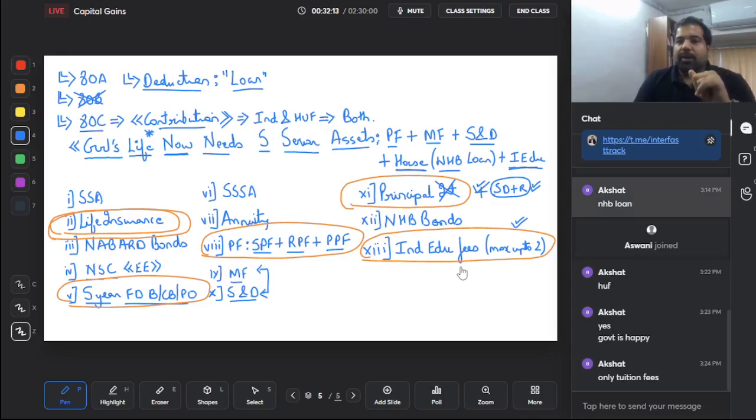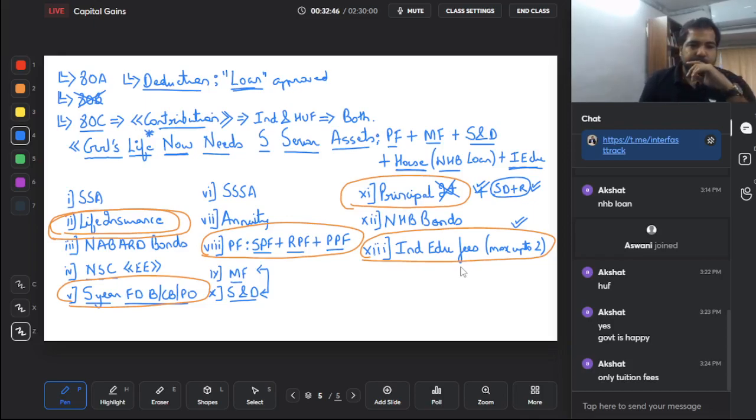But there's only one condition: the house should be ready. If it's an under construction house, then you don't get any of this. So the house should be ready. It can also be for stamp duty and registration, and the loan should be from approved sources only. Next, provident fund, recognized only; unrecognized provident fund, you don't have to look at. Next, 5-year FD. If you break it, it will be taxable again in whichever year you break it. After 5 years, of course, you can break it happily, no problem with that.